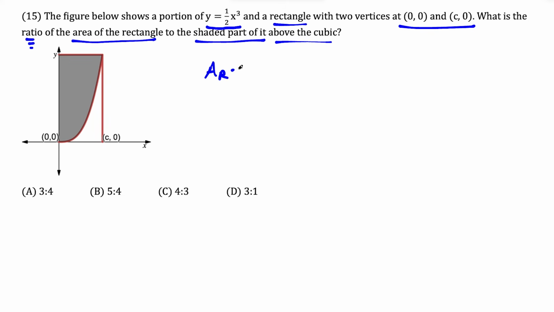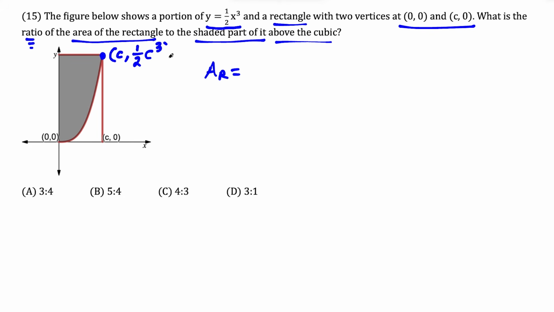And the area of a rectangle is base times height. And we know this distance going across is c, because we're going from (0, 0) to (c, 0). So the x is just changing by c units. But to find the height of the rectangle, we're going to have to plug into the equation. So when x is equal to c, we plug into the equation, and that tells us the y value here is 1/2 c to the third.